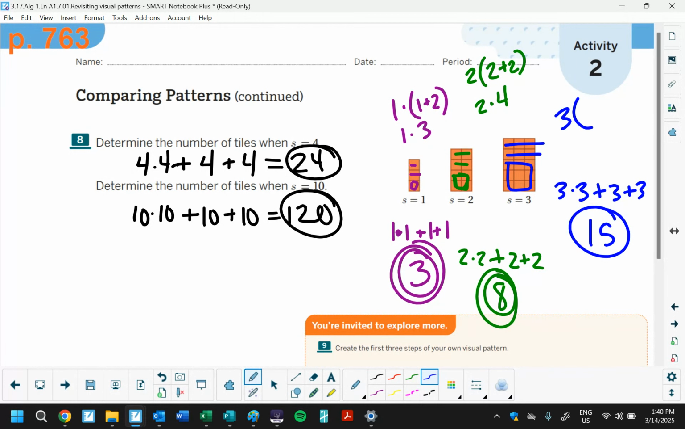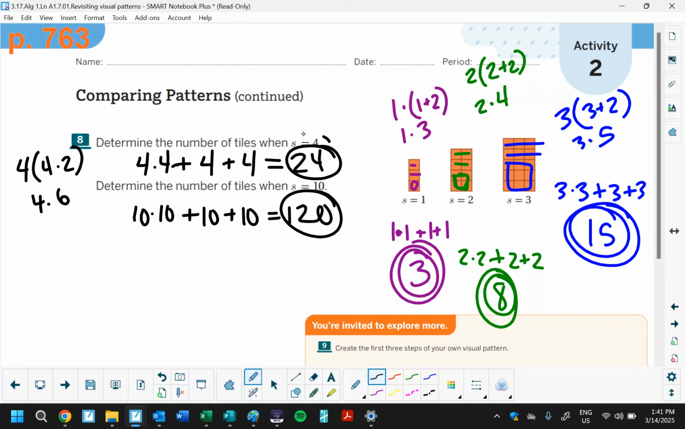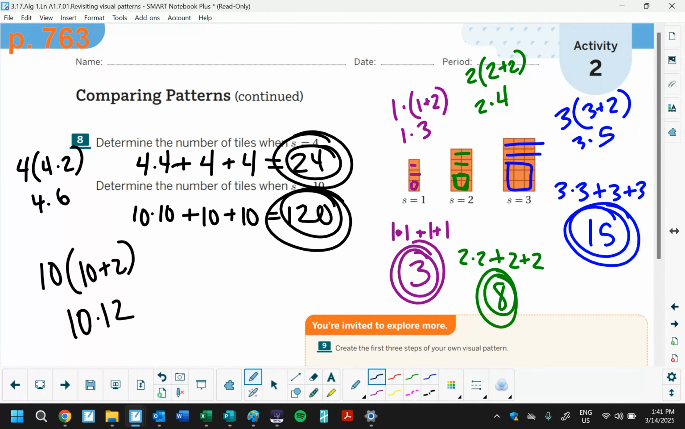A width of 3, whose length is 2 more, leaves us with 3 by 5, or 15. Width of 4, whose length is 2 more, 4 by 6, or 24. And then width of 10, whose length would be 12, still gets us to 120.